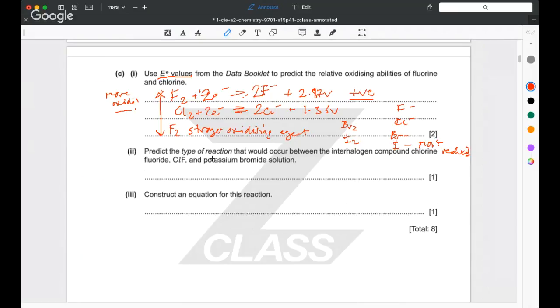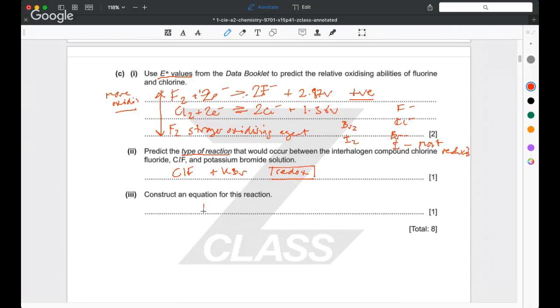And then you've got to predict the type of reaction that would happen between this interhalogen compound and potassium bromide. Well, we've said that the bromide is most reducing. Okay, so you've got a bromide ion here. There's going to be a reduction going on here. So the type of reaction is going to be reduction and oxidation happening together. It's a redox reaction. And you've got to construct an equation for that reaction.